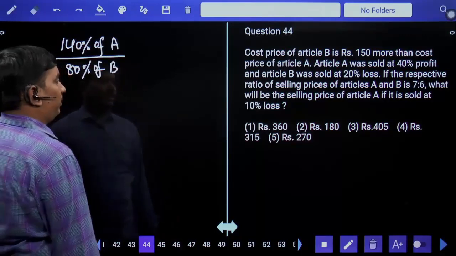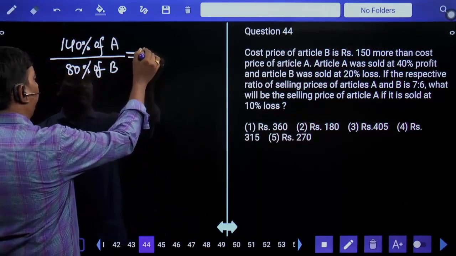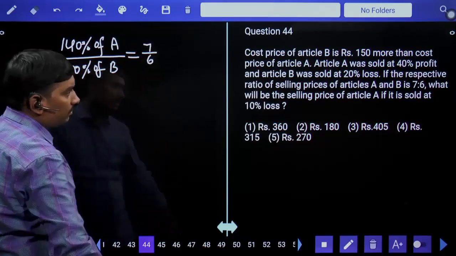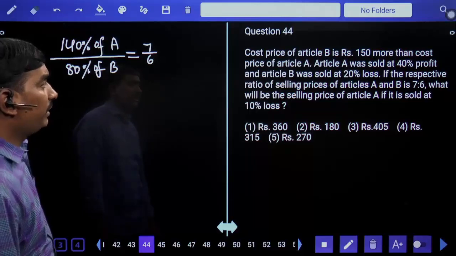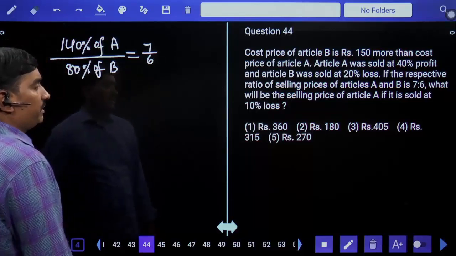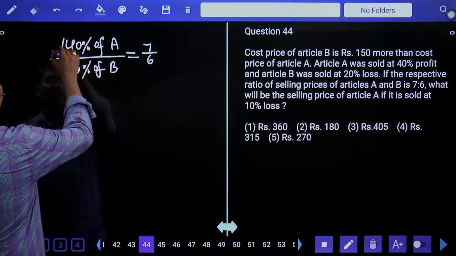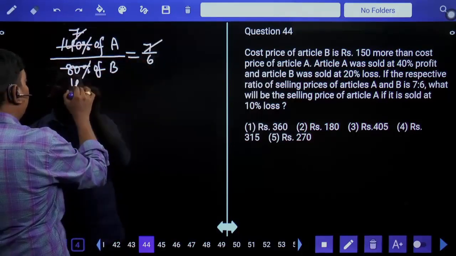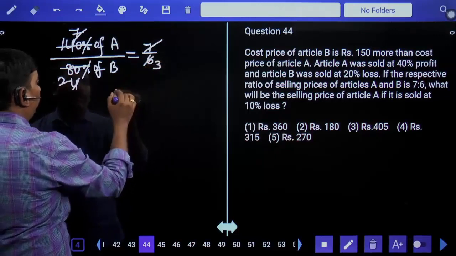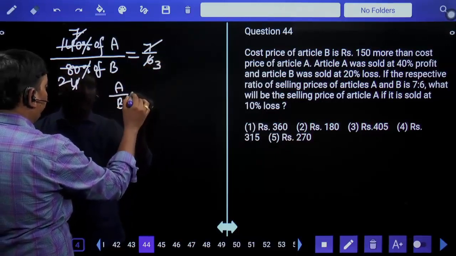If the respective ratio of selling prices of articles A and B is given as 7:6, what will be the selling price of article A if it is sold at 10% loss? Okay, 27 times 24 times 7 gets cancelled. A by B is equal to 2 by 3.